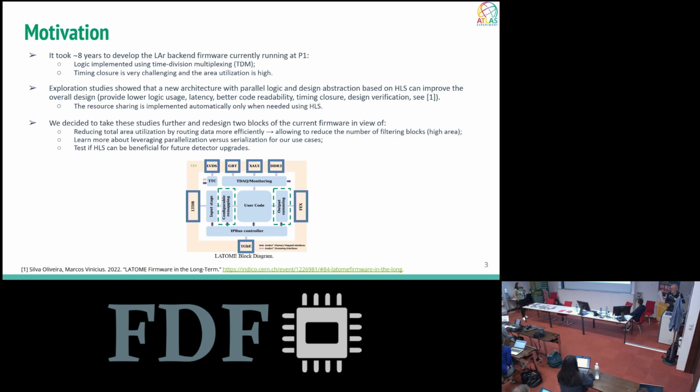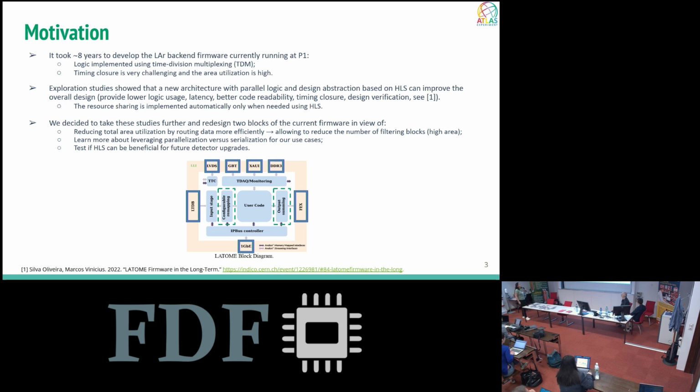So we did some exploration studies, and we found that we can improve the overall design by using a new architecture, focusing on parallel logic and design abstraction based on high-level synthesis. This way, we can improve the logic usage and the latency. We can get better time enclosure and design verification. And also, one advantage of using high-level synthesis is that we can easily do results sharing because the high-level synthesis tools do this automatically for us.